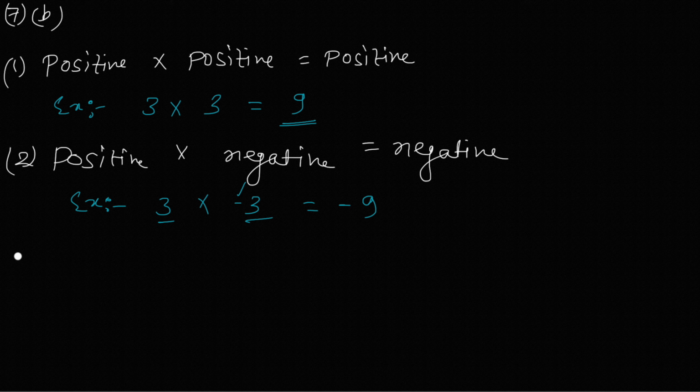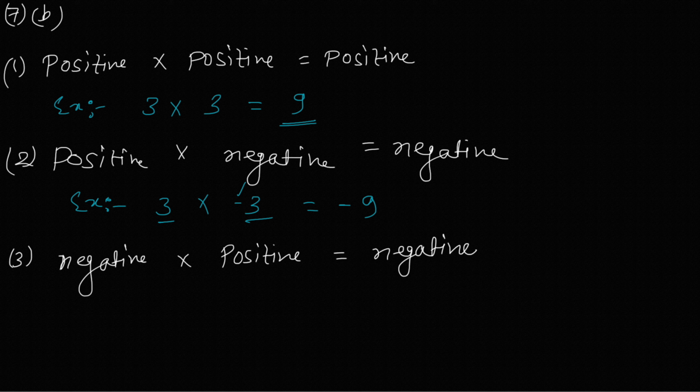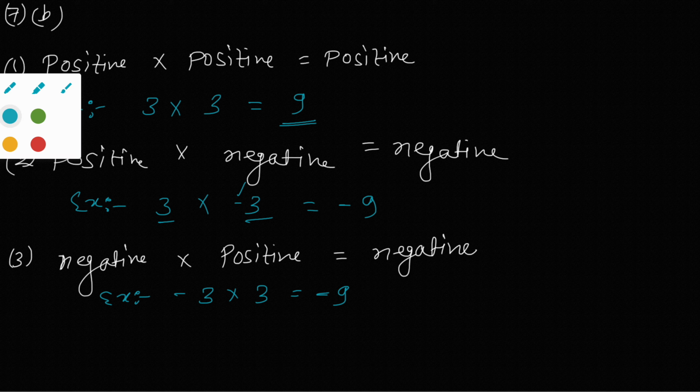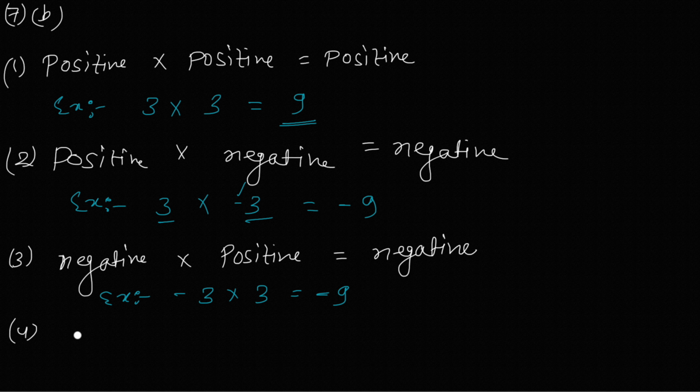Okay, now next question. Negative times positive. Negative multiplication positive will also give you negative. For example, minus 3 times 3 will give you 9 and there is a negative sign, so there will be a negative sign. Now the fourth question is negative multiplication negative will give you positive.